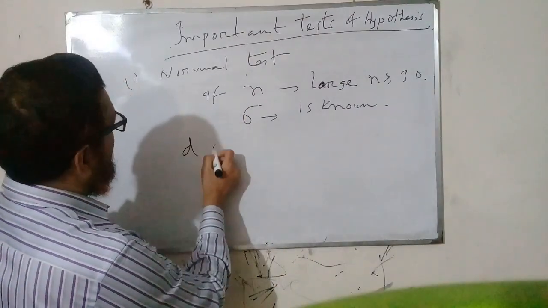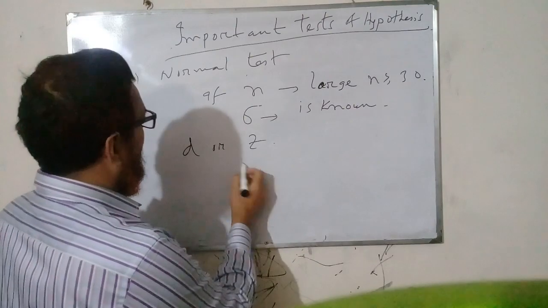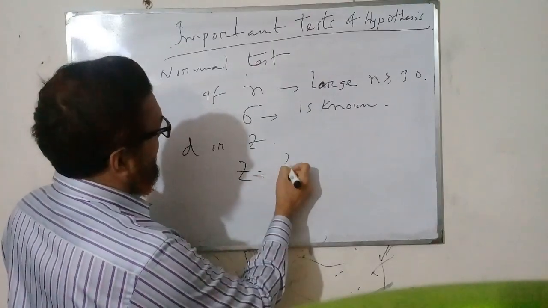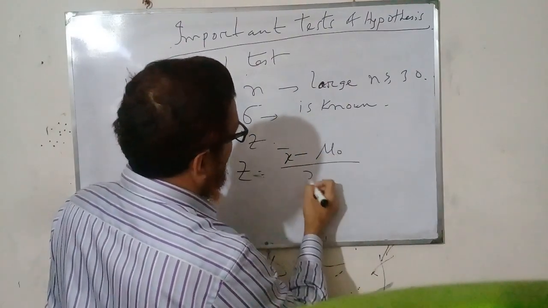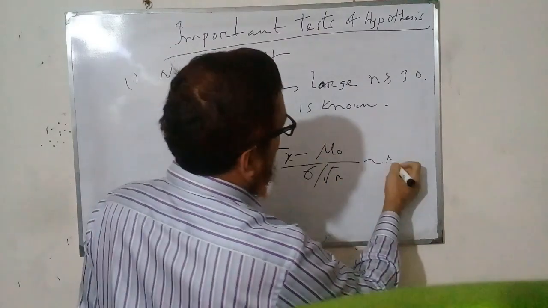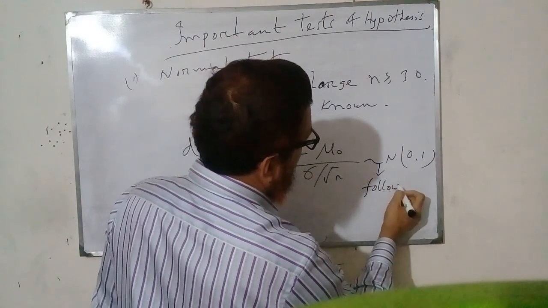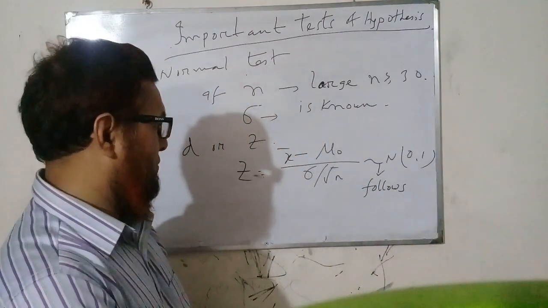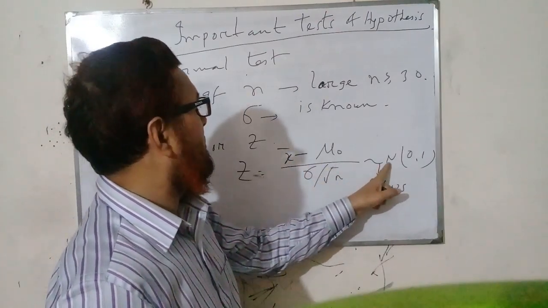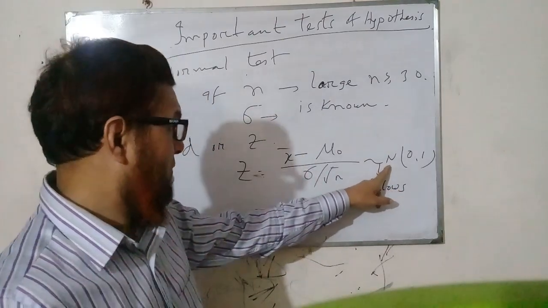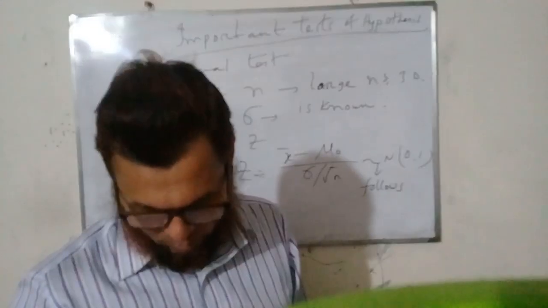It is denoted by D or Z and given by Z equal to x bar minus mu 0 divided by sigma root over n. This follows standard normal distribution with mean 0 and variance 1.